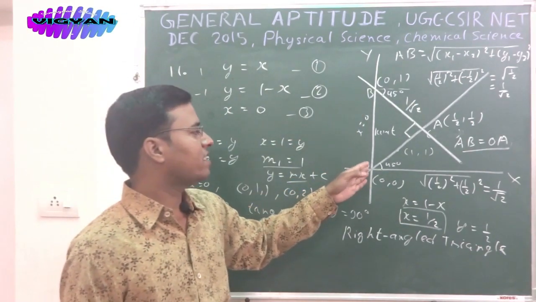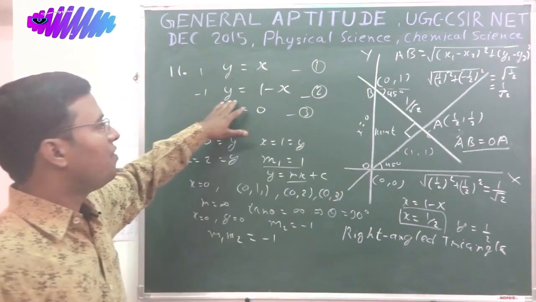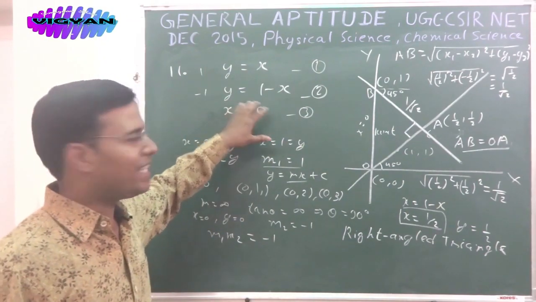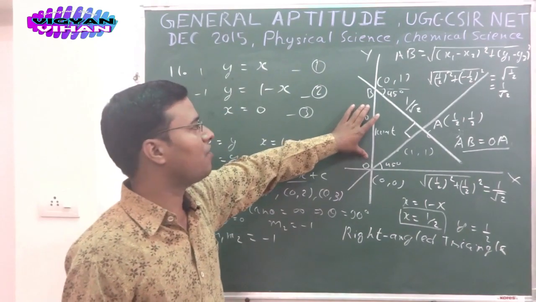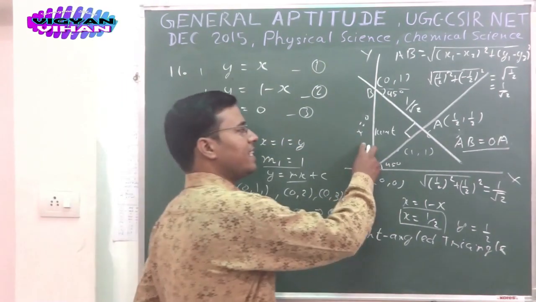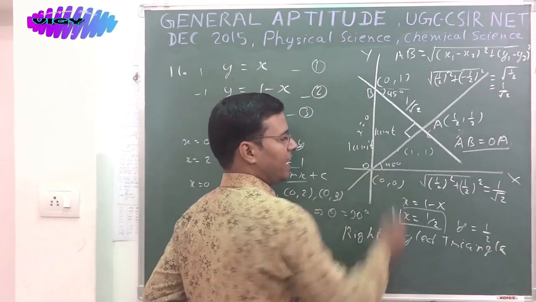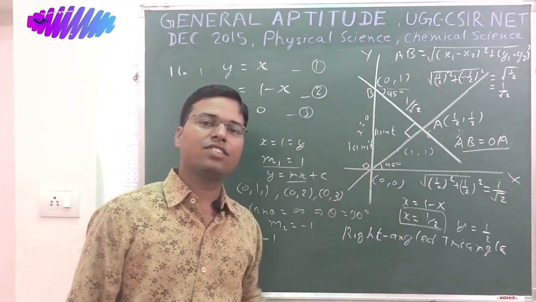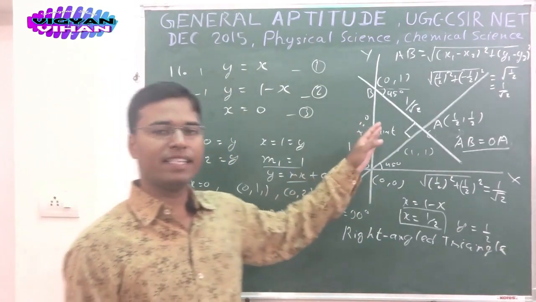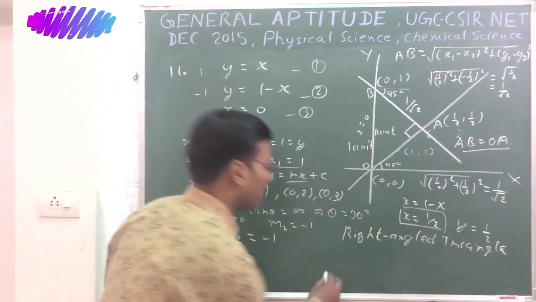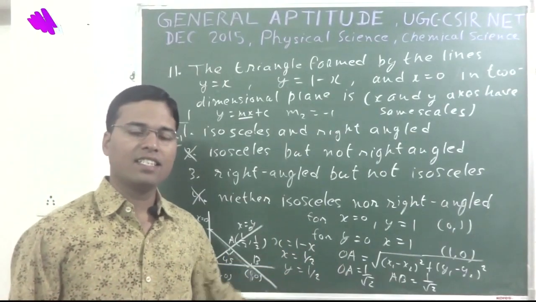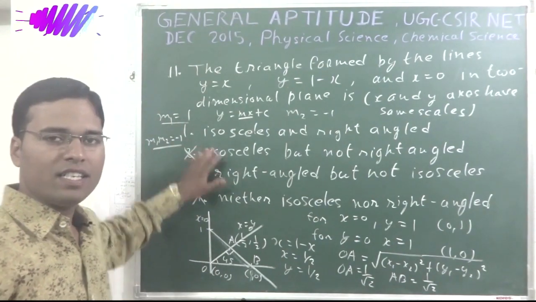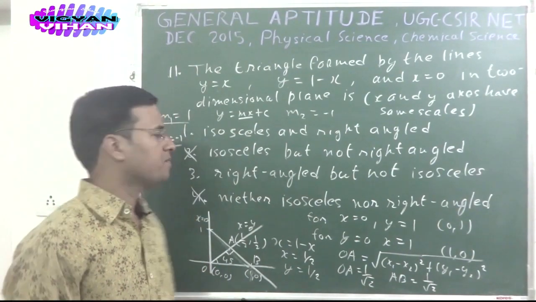Now if we calculate the distance OB, we can see here from the equation 2 that this line is making a line segment of 1 unit on the y-axis. So this side is 1 unit. In that condition, only two sides are equal. This triangle is not an equilateral triangle, but it is an isosceles triangle. So the triangle is isosceles and right angled. The option 1 is the correct answer of this problem.